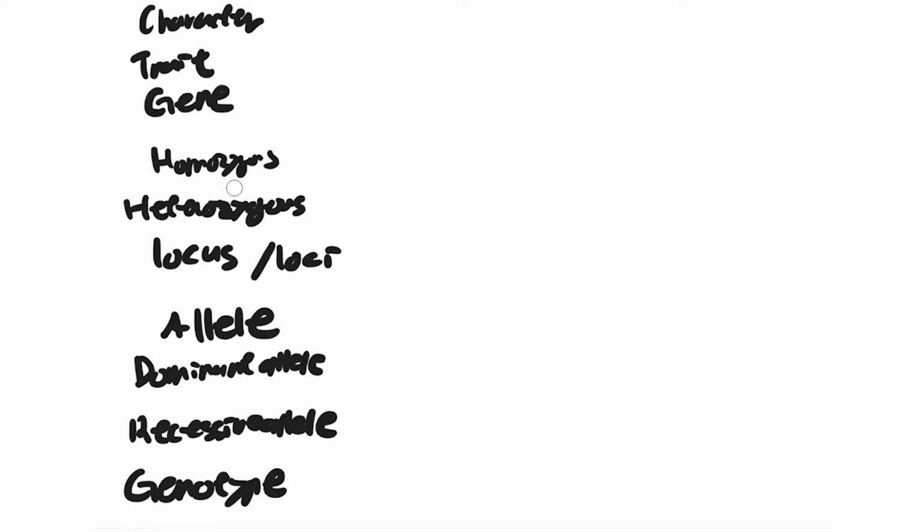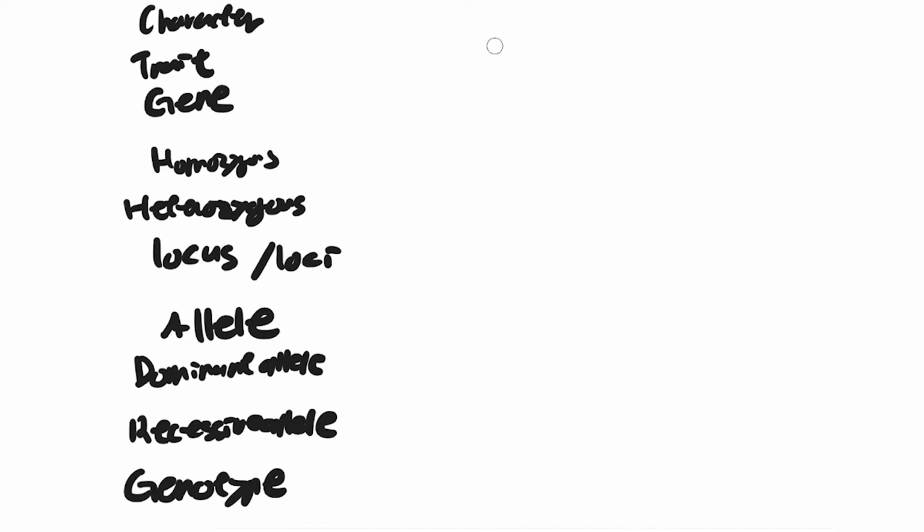Next we're going to talk about homozygous and heterozygous. Homozygous means that the two alleles we're going to have, actually I have to go for allele first. Yes, allele. For allele, we can think of it as a version of a gene.